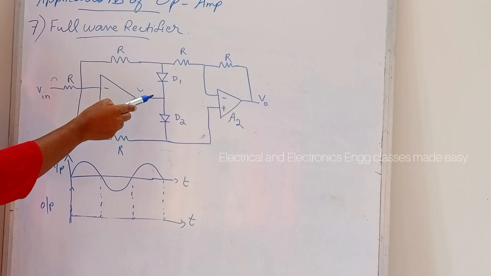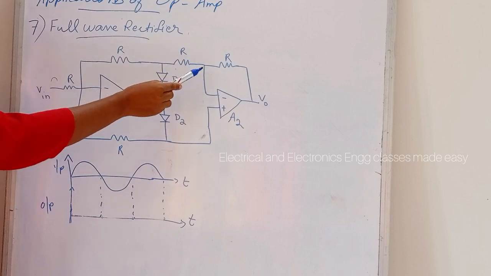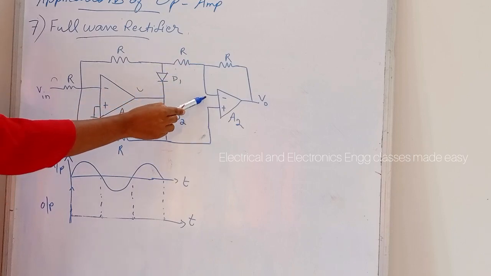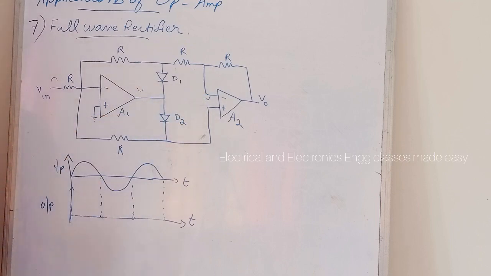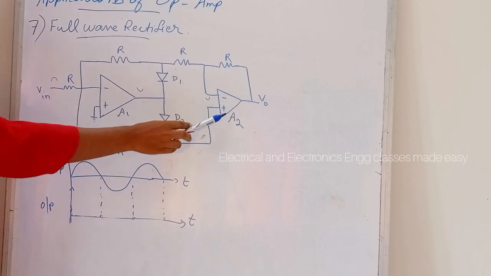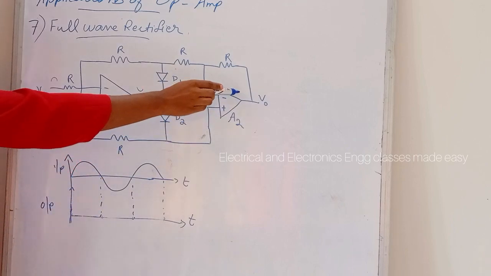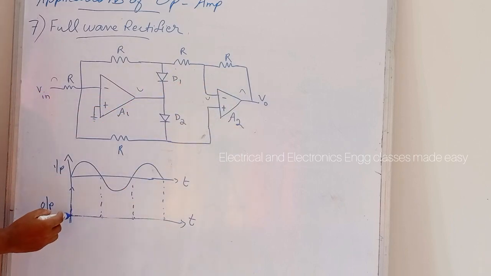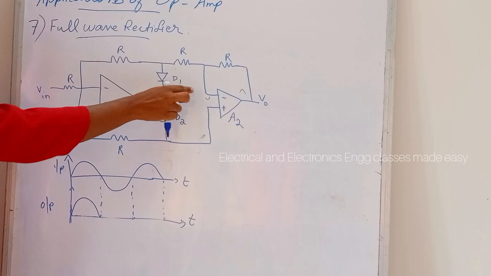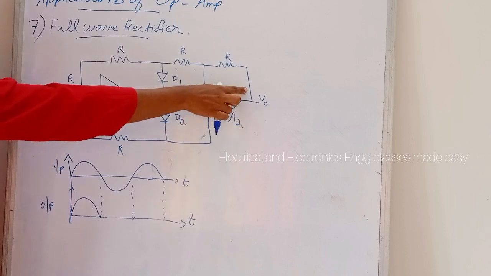So this negative half cycle appears at the input of A2. What will be the output? The output becomes positive. So the output waveform will be positive, that is the positive half cycle.